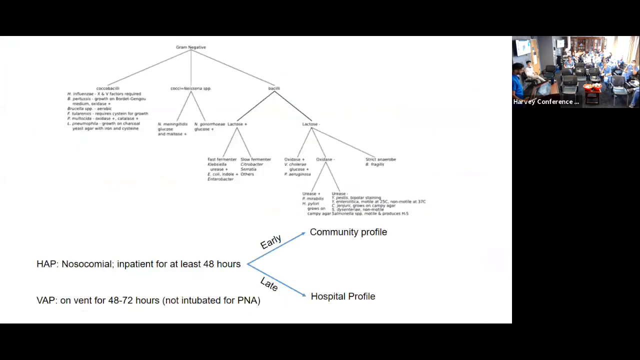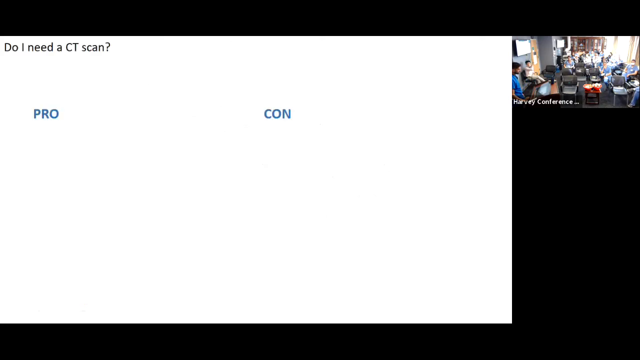I won't waste time. Anyway, okay, so the difference between HAP and VAP: obviously HAP is a nosocomial pneumonia, a person admitted for something else. They've been here for at least 48 hours, so they're admitted for a different problem like pyelonephritis or whatever, and they develop a pulmonary infiltrate. If that happens early, they generally have community organisms. Later, it's a hospital organism. And VAP is similarly, someone intubated for something else who then develops a new pneumonia. So about one VAP a day if somebody is intubated.